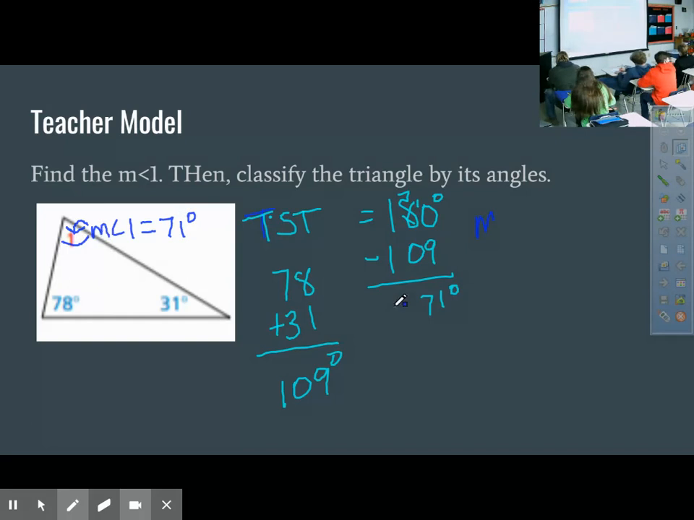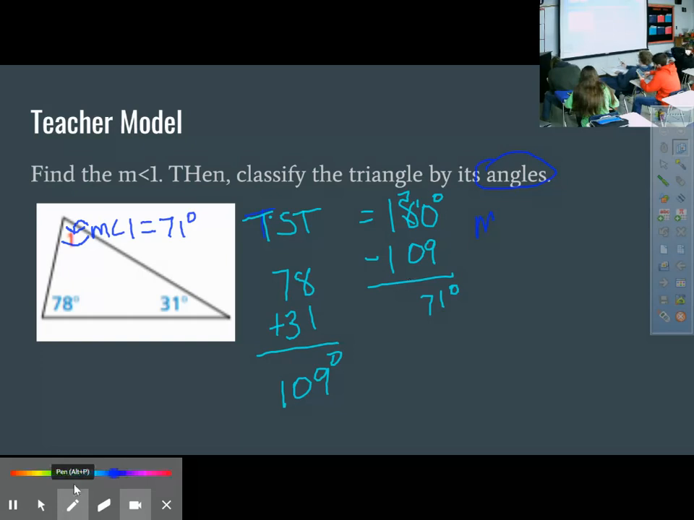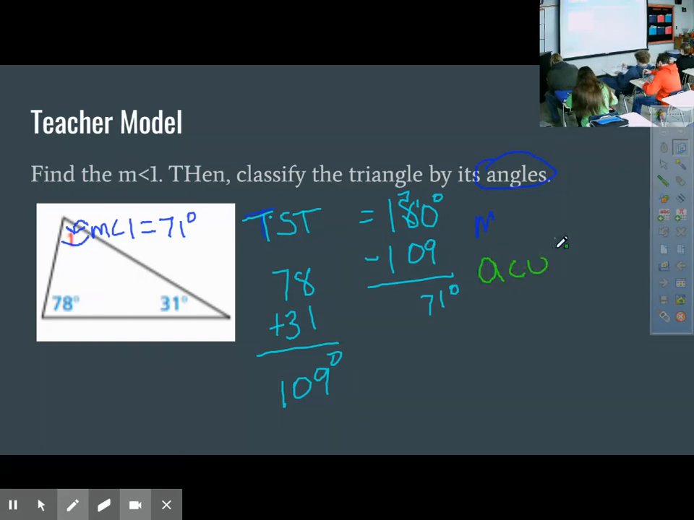Okay, then it says you need to classify by its angles. So it can either be acute, right, obtuse, or equiangular. Well, it's not equiangular because they're not all three the same. It's not obtuse because none of them are bigger than 90. It's not right because none of them are 90. So that would leave us with acute. So this triangle is acute.